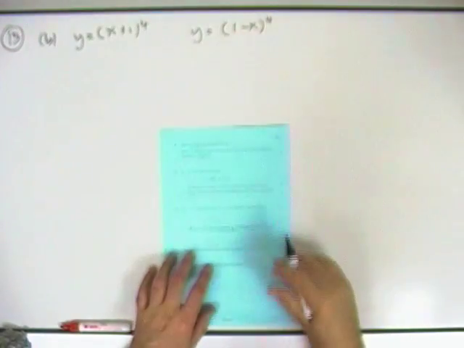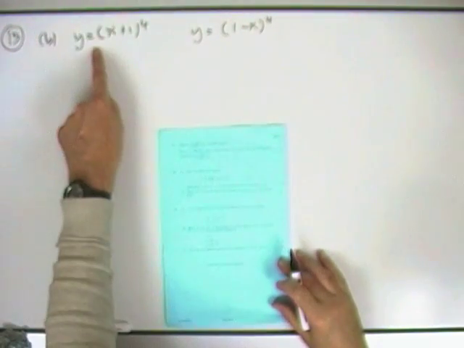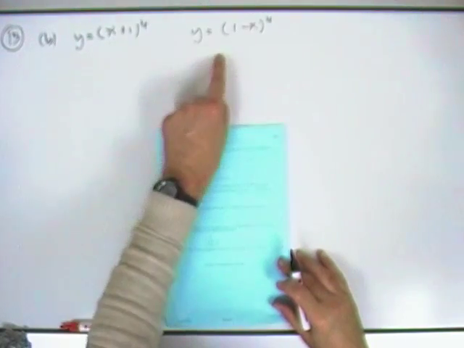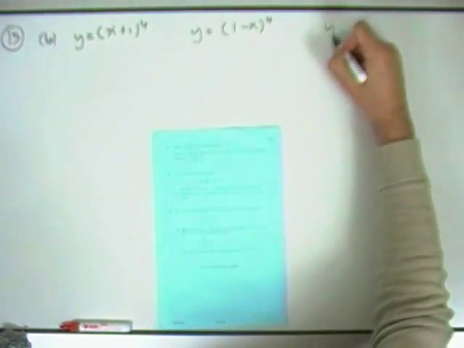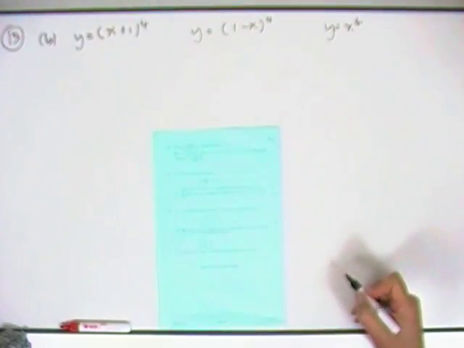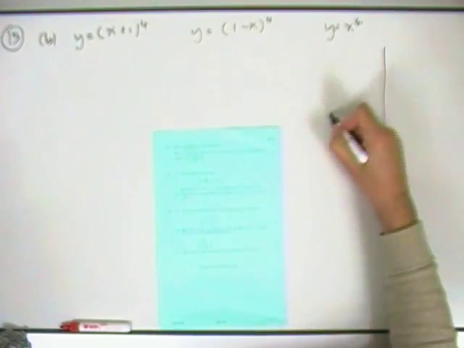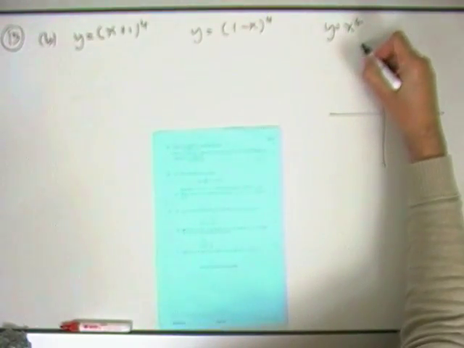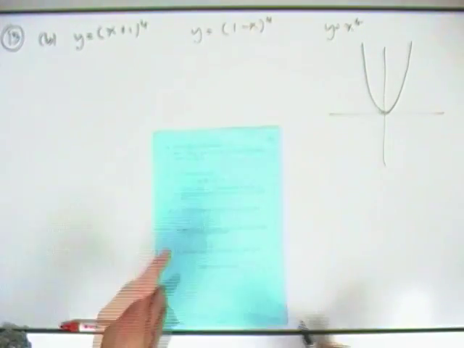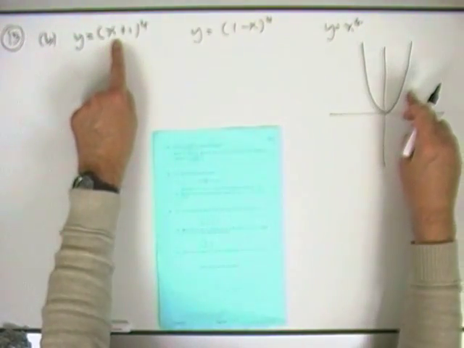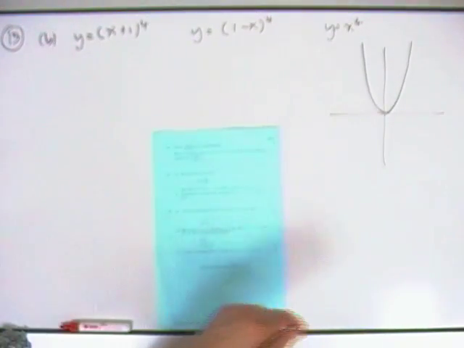15b. Find the area enclosed by the graphs of the first one, which is (x + 1)^4, and this other one, (1 - x)^4. Now they're both just transformations of y = x^4. The graph of y = x^4 is just like a very skinny y = x squared. This one is simply that, shifted.